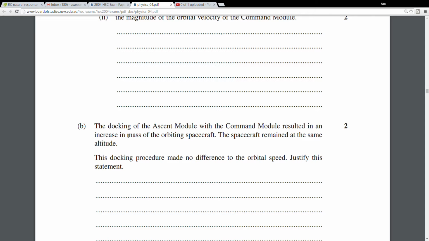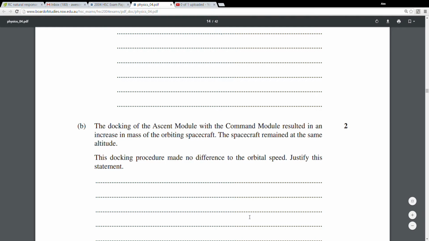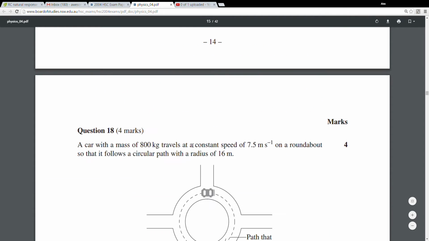Alright, part B. The docking of the ascent module with the command module resulted in an increase in mass, but the spacecraft remained in the same altitude. The docking procedure made no difference to the orbital speed. Justify this statement. Yeah, this statement is correct, because remember that orbital speed is equal to the square root of GM over r, and it's only dependent on the mass of the moon, and not dependent on the mass of the spacecraft. So yeah, this statement is correct.